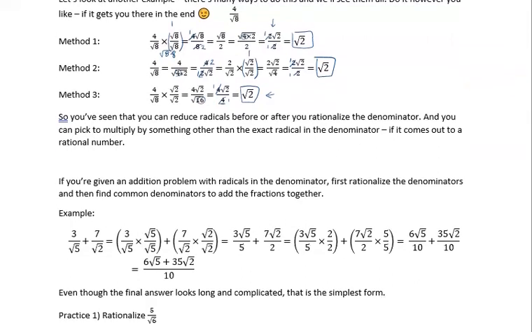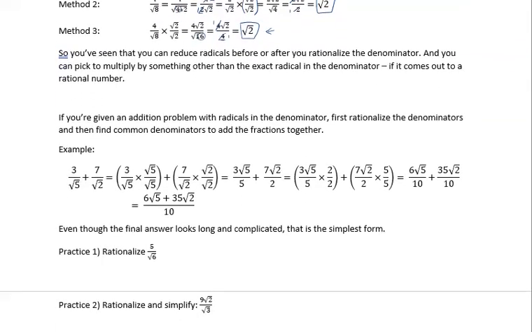If we do an addition problem with radicals in the denominator, we first want to rationalize the denominators and then find common denominators and add the fractions together. You actually can, yes. So with radicals in the denominator, we want to rationalize first and then get common denominators to add them together. You can do it the other way, but sometimes it makes it a little bit more complicated.